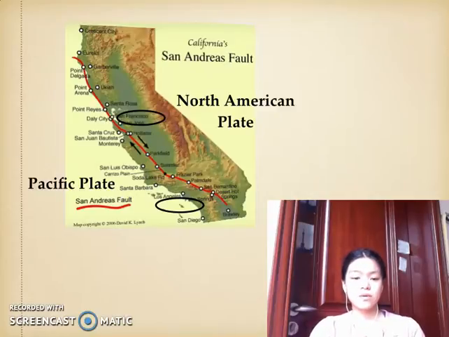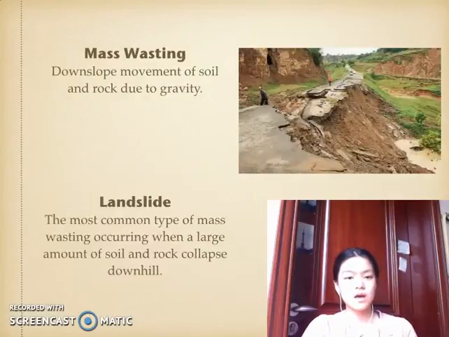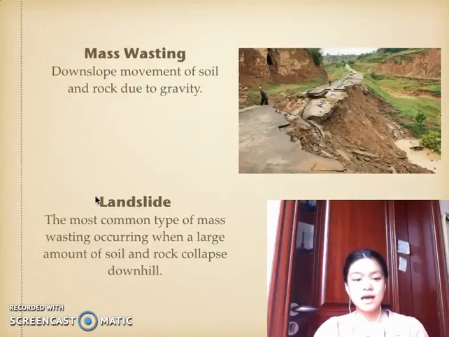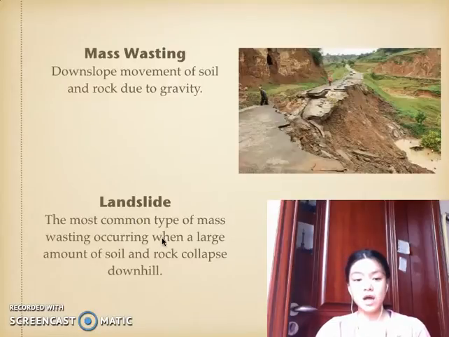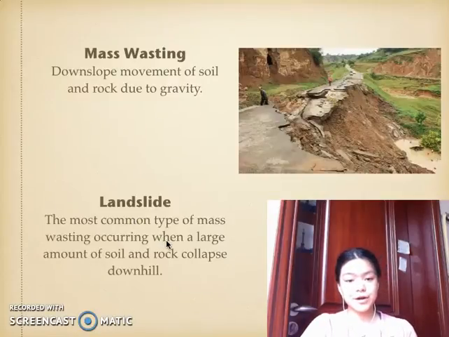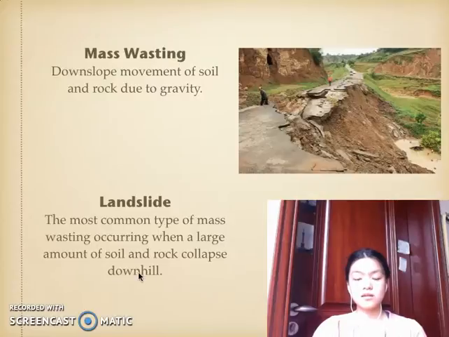Finishing talking about earthquakes, which is a geological hazard, let's move on to another type of geological hazard. Mass wasting and landslide. Mass wasting is the downslope movement of soil and rock due to gravity, whereas landslide is the most common type of mass wasting occurring when a large amount of soil and rock collapse downhill. They sound very similar, right? Well, the difference is between movement and collapse.